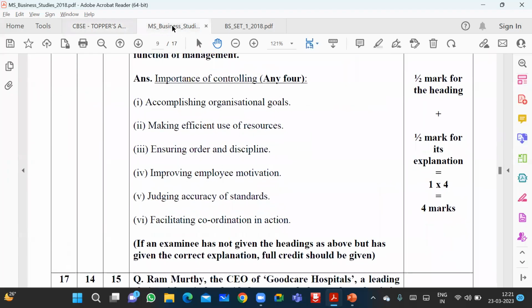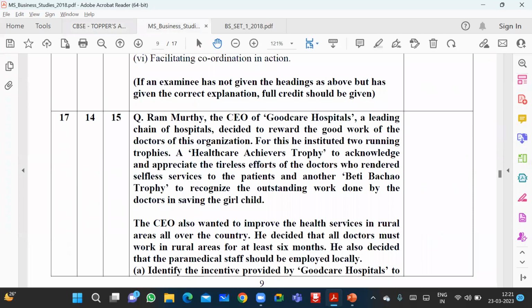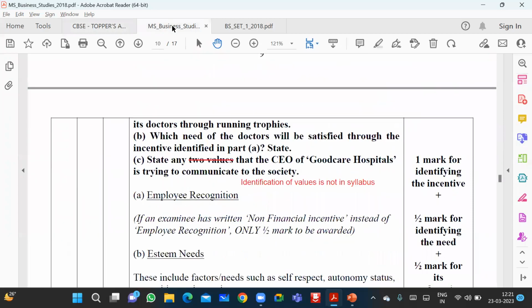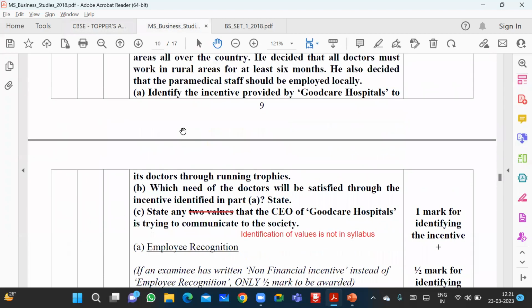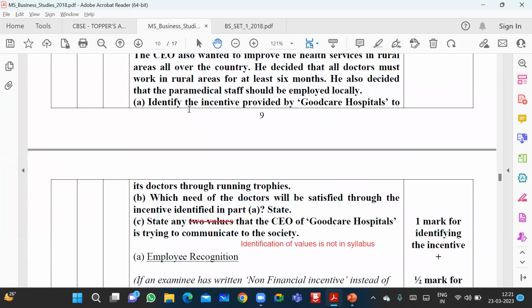And now come to question number 17. In question number 17, let's see what the first question is. The first question is: identify the incentive provided by the Good Care Hospital. And the second question is: which need of the doctor will be satisfied through the incentive identified in part A? Statement explained. So in the first part, you just have to identify.